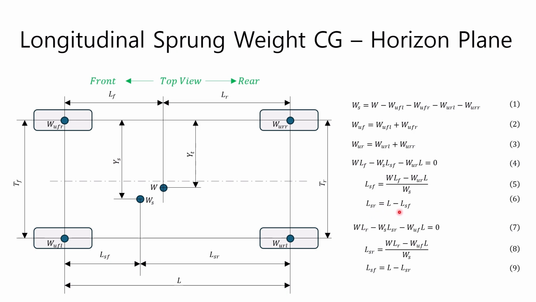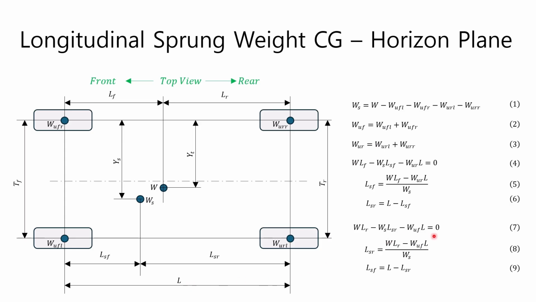In the same way, from the moment equilibrium about the rear axle, the moment WLR generated by the entire weight must be in balance with the moment WSLSR generated by the sprung weight and the moment WUFL generated by the unsprung weight, so the moment equilibrium equation in equation 7 can be obtained.